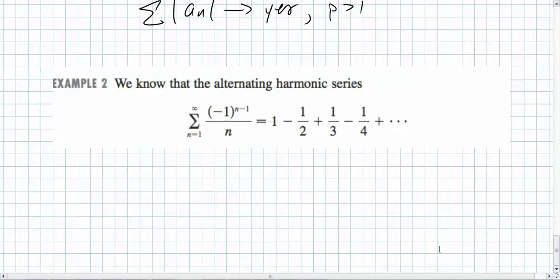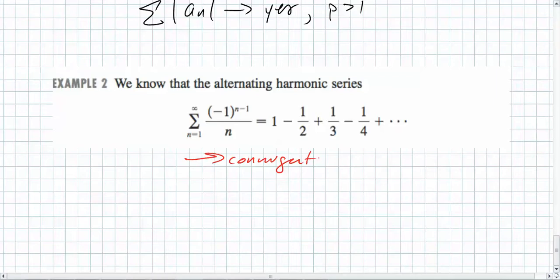Okay. Alternating harmonic series. The harmonic series itself, is the harmonic series convergent? No. The harmonic series is not convergent. But what about the alternating harmonic series? Is it convergent? It is convergent, because it goes to 0 and it's alternating and every term is getting smaller. So it is convergent. So is this absolutely convergent?